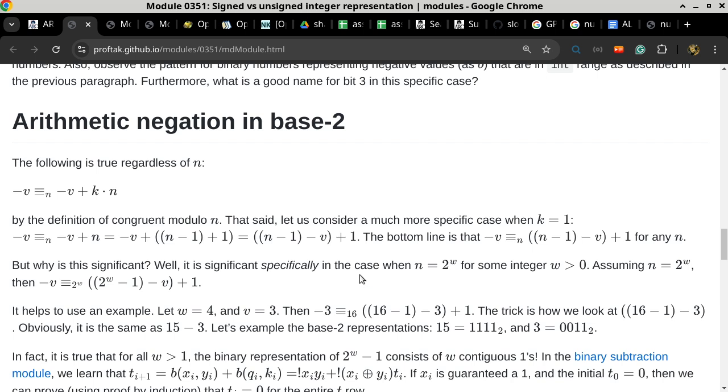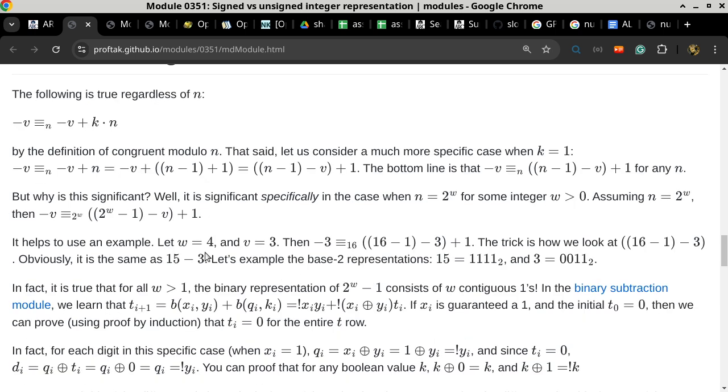So now you look at this example here. Let's just say that w is 4, which is what the number wheel is about. w equals 4 and v equals 3. Then negative v is negative 3. So negative 3 is congruent modulo 16 with 16 minus 1, the whole thing, minus 3, the whole thing, plus 1. In other words, all I did was a bunch of substitution. Are we good so far? I just substituted a whole bunch of variables with actual values in the example.